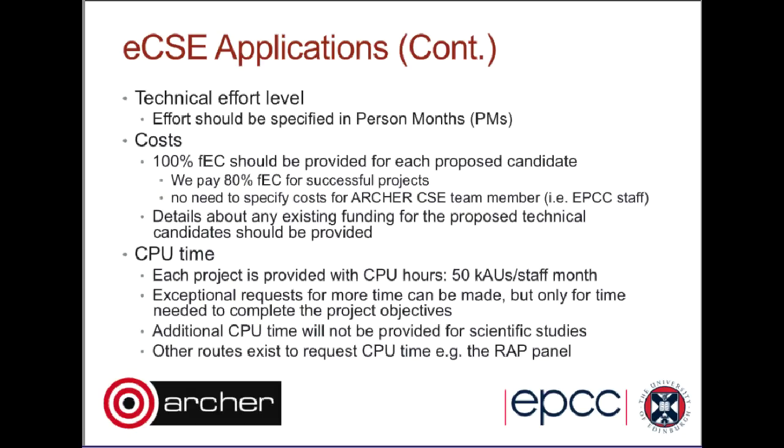You'll see there's an option to identify a request for additional CPU time, additional time on the machine. By default, each project is provided with 50 kilo-EUs of CPU time per staff month. If you want more than that, then exceptional requests can be made. This is only for time needed to complete the project objectives, so only time that you might need to carry out the work to develop the code. It's not, again, about doing scientific studies.